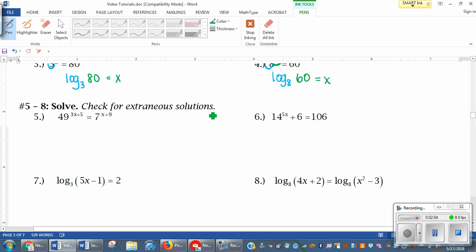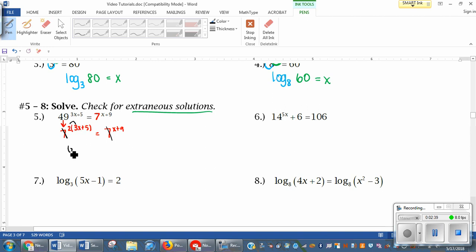Now don't forget, again, when they say check for extraneous solutions, you want to sub it back in. In our first one where they say to solve, the nice thing is that I can make 49 into 7 squared so that the bases are going to match. Now when I make this 7 squared and you bring down your binomial, put it in parentheses. And I'm just going to bring down that right side. So once the bases are the same, you can actually cross them off.